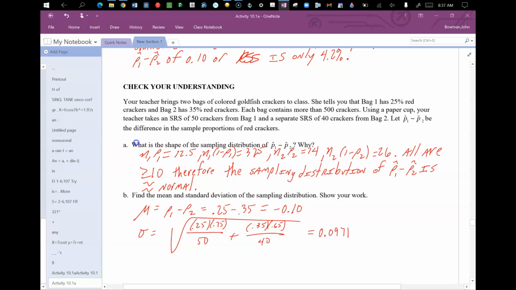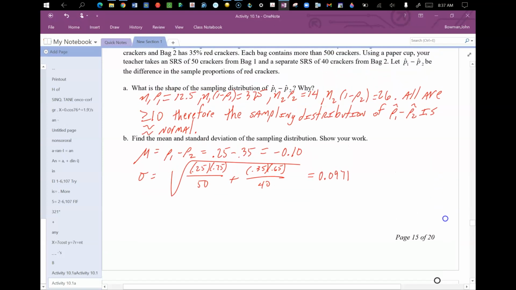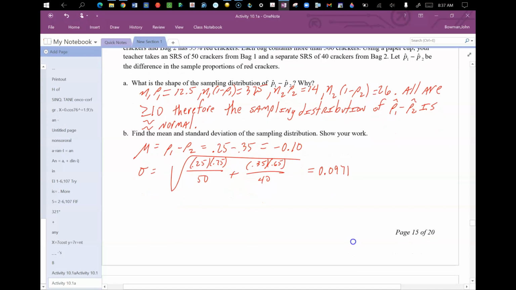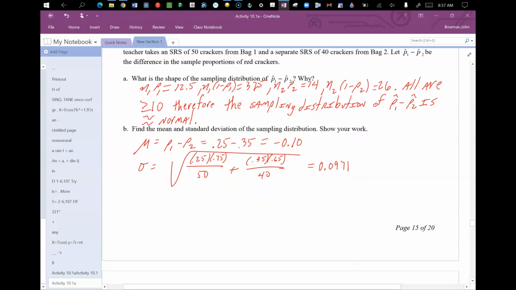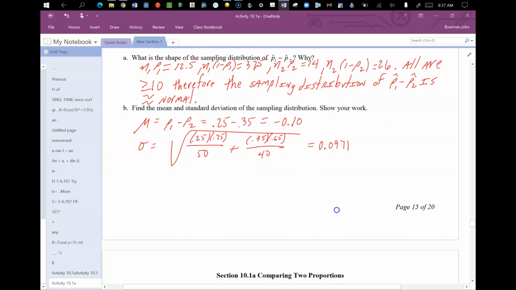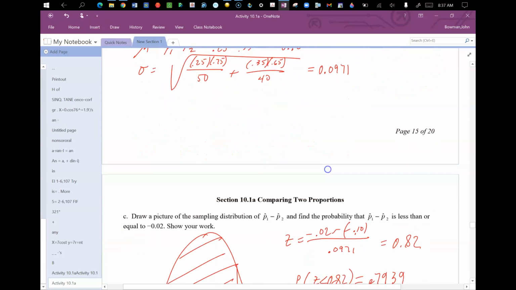The second thing we're going to do is find the mean of that sampling distribution. Again, based on the assumption that we know the two population proportions, the mean is equal to 0.25 minus 0.35, which is negative 0.10. The standard deviation, also based on the assumption that we know the population proportions, turns out to be 0.0971.